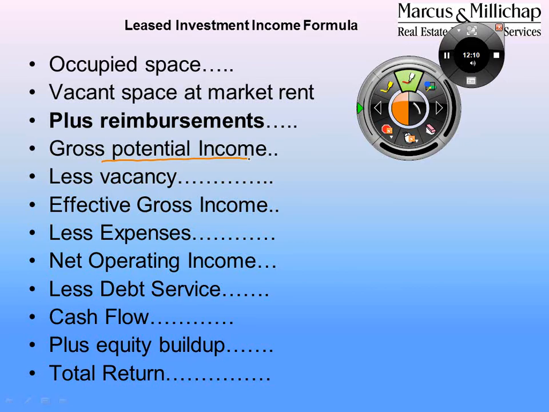From there, the income formula is just like the other income formula. You subtract vacancy to get EGI, you subtract expenses to get NOI, you subtract debt service to get cash flow, you add equity build-up to get total return. So in that way, it's similar, but you've got to calculate and figure out reimbursements, and you've got to figure out market rent if you've got vacant space in there.